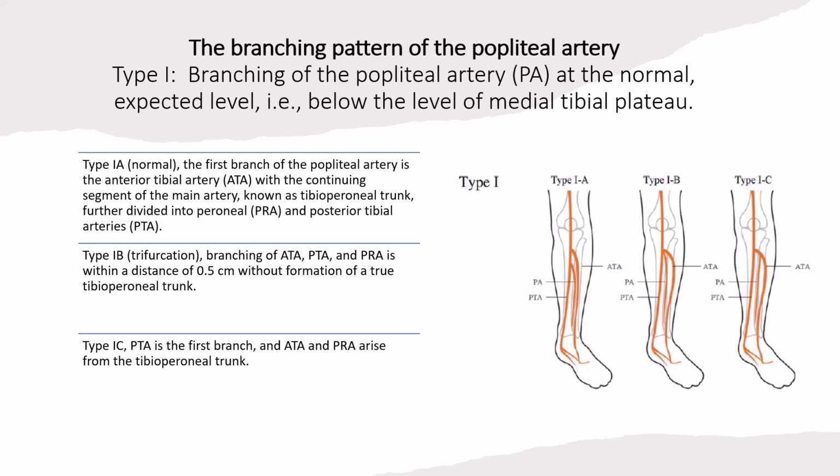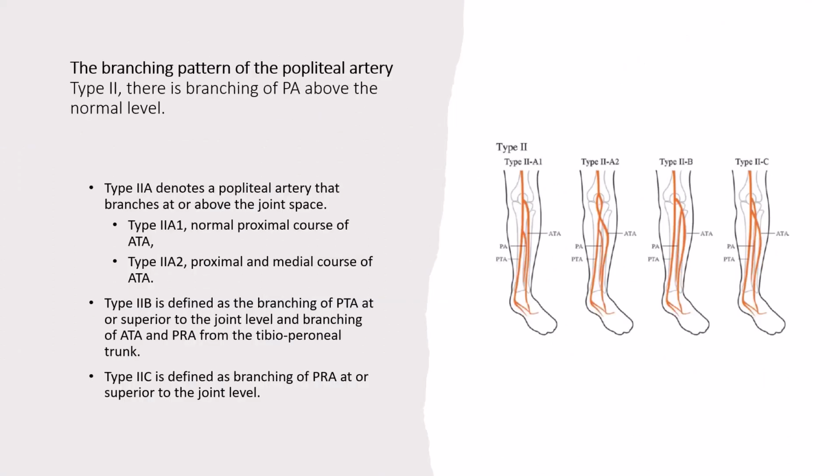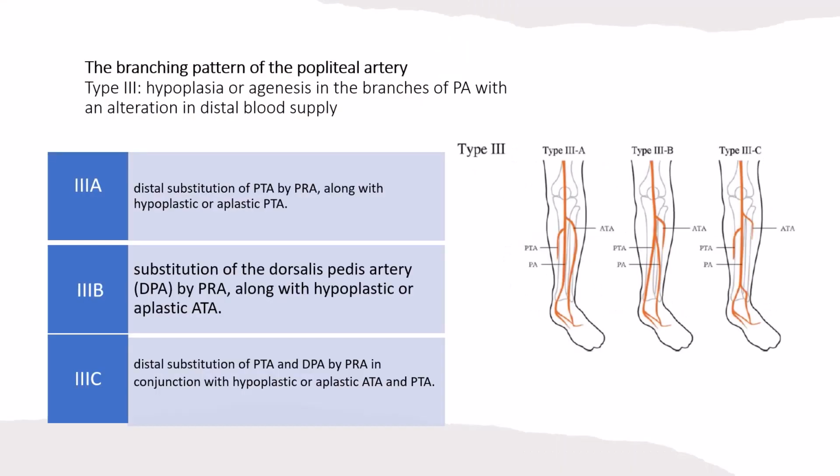And finally, in type 1c, the posterior tibial artery is the first branch, and the anterior tibial artery and peroneal artery arise from the tibio-peroneal trunk. In type 2, there is branching of the popliteal artery above the normal level, and in type 3, there is hypoplasia or agenesis in the branches of the popliteal artery with an alteration in distal blood supply. Type 3a is distal distribution of the posterior tibial artery by the peroneal artery, with a hypoplastic or aplastic posterior tibial artery.